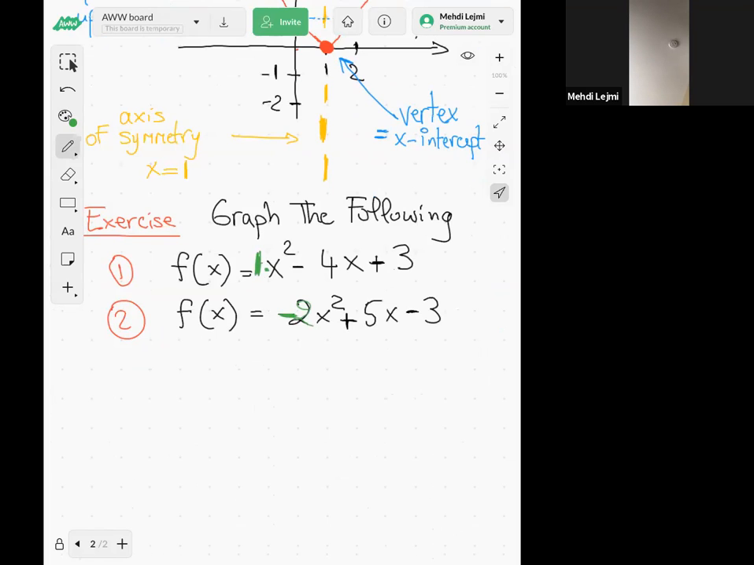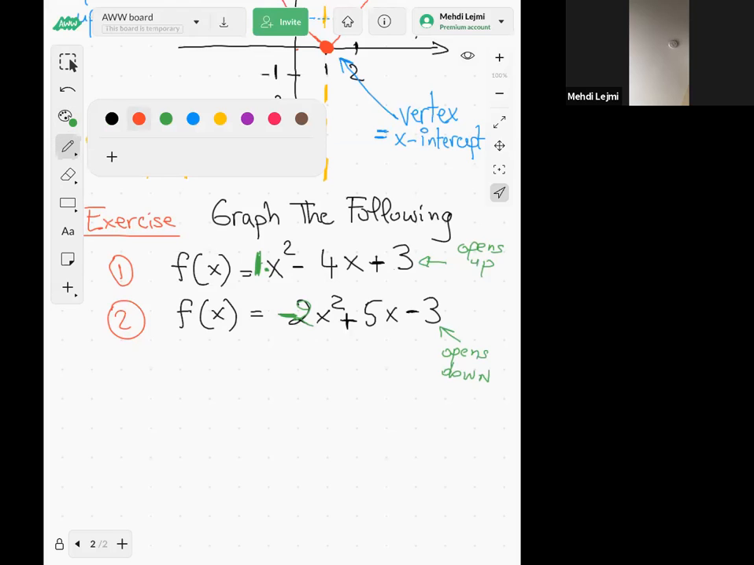For number 1, because a is positive, the parabola opens up. And for number 2, because a is negative, the parabola is going to open down. So that's the main difference between number 1 and 2. Now, let's say you want to graph number 2. Let's just do number 2 in 1 minute.